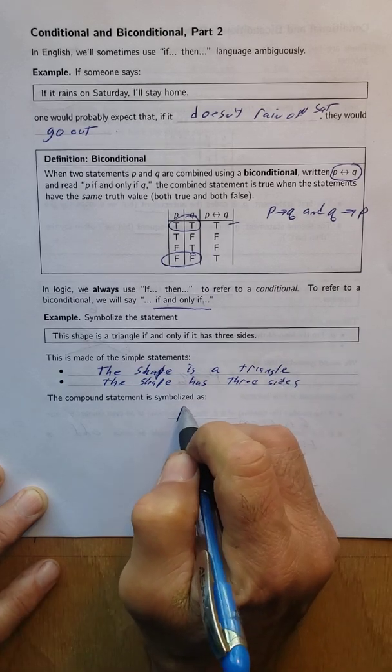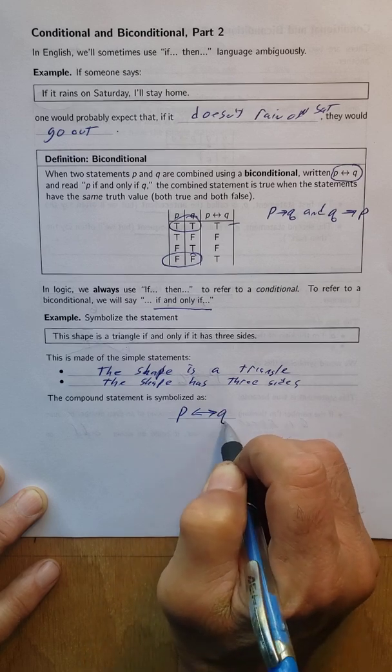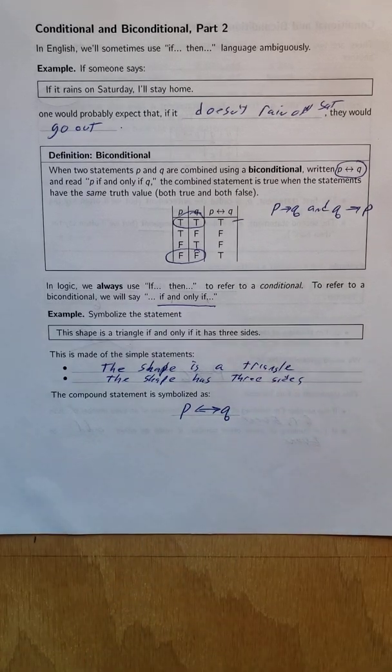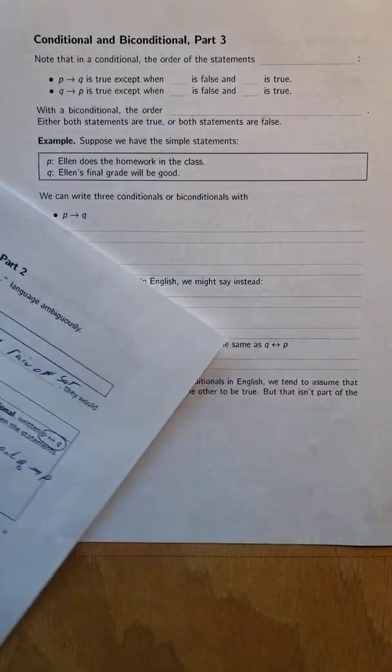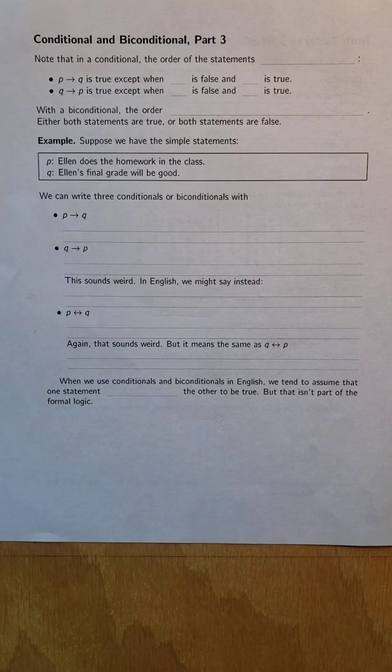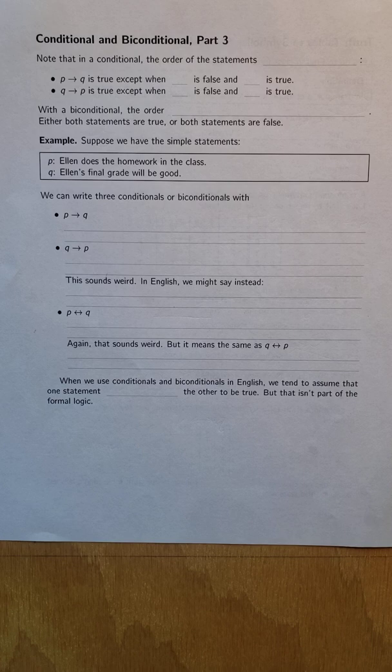And the way we would write that is P if and only if Q. So we use the double arrow if we wanted to go both ways. So theorems in math class, definitions, those are all biconditionals. Okay.